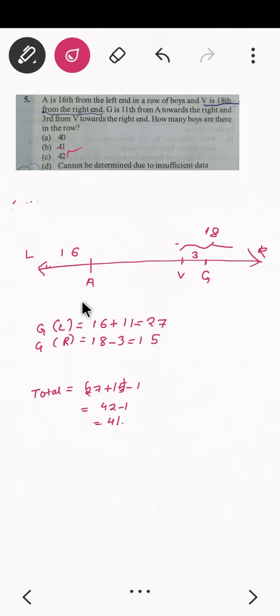Next, if you're not familiar with this type of question, you can always make a straight line and count. A's position is 16 from the left, V's position is 18 from the right, and G's position is third from V. With this you can count and the answer will be the same.